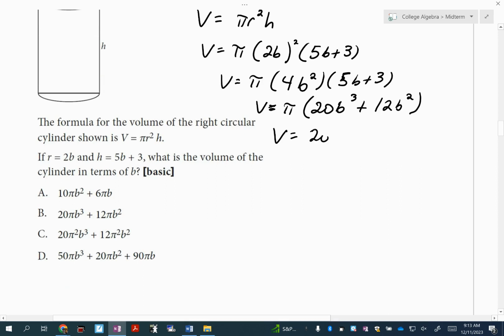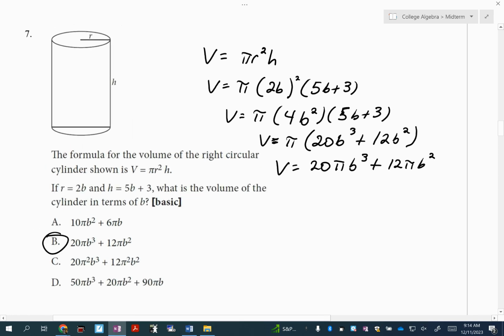So it's going to be 20. Oops, sorry. Come on, eraser. All right, because I'll just do it here. There we go. 20 pi b cubed plus 12 pi b squared, which is going to be letter B. That's it for number 7.